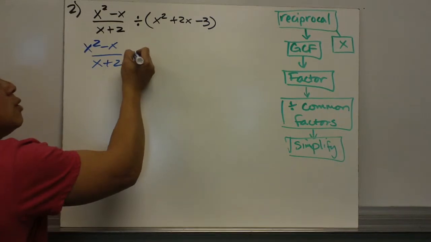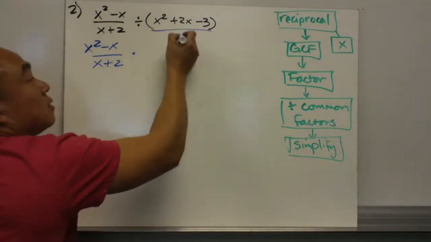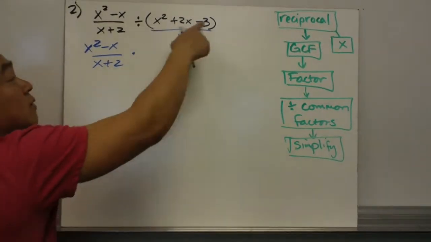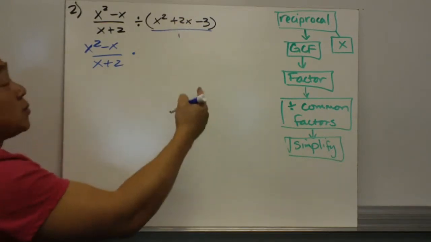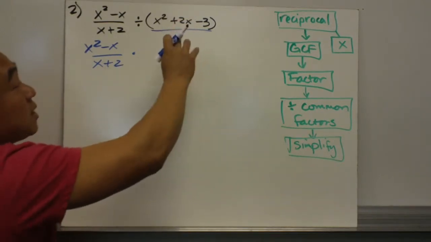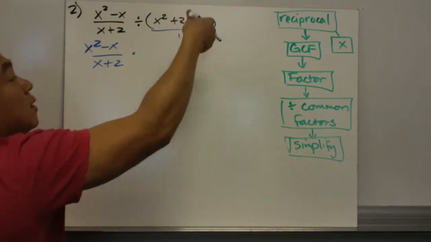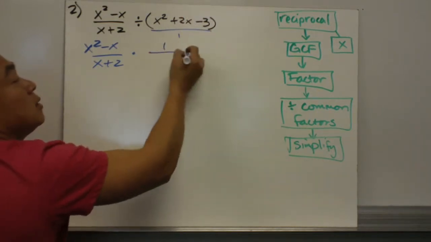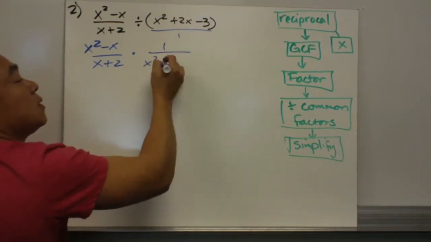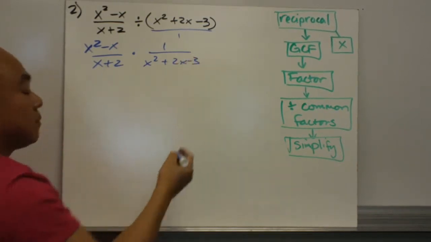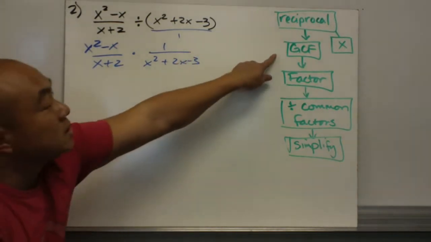Then we're going to change that to a multiply, and then that again, it starts off like this because don't forget, you need to put a 1 underneath it because you're doing a rational expression, or technically in this case, like an algebraic fraction. Now flip it over, so you now have 1, and then that's going to be x squared plus 2x minus 3. Okay. All right.